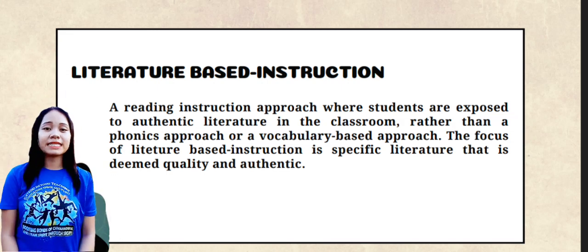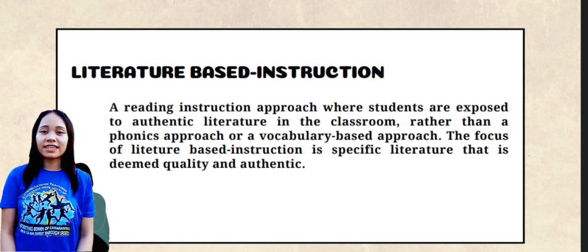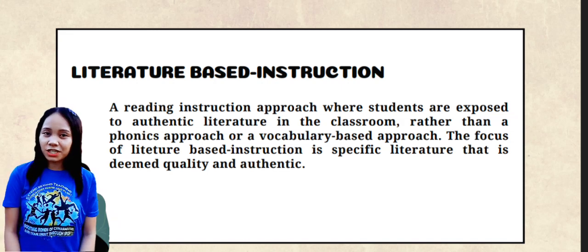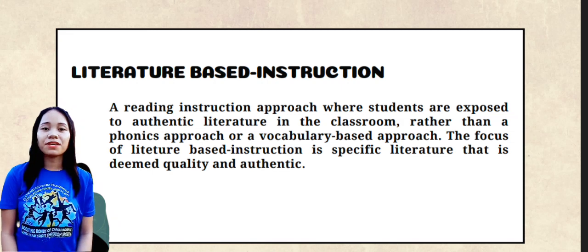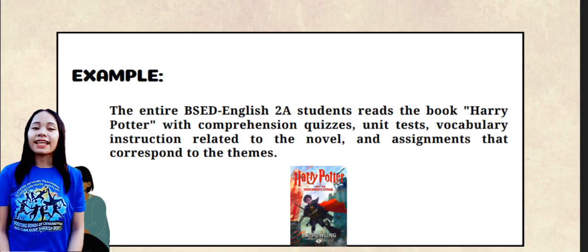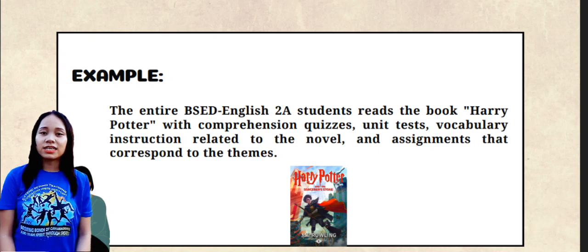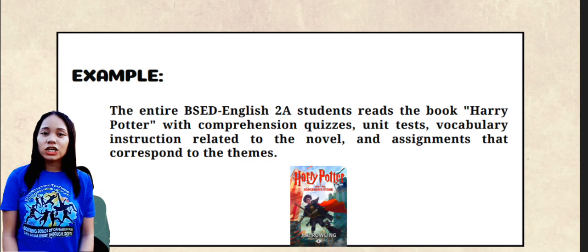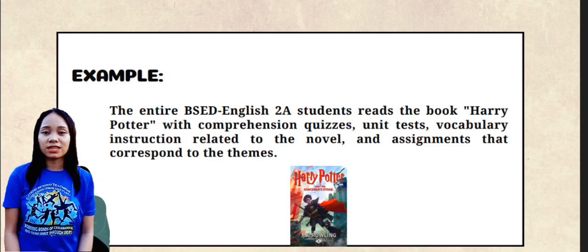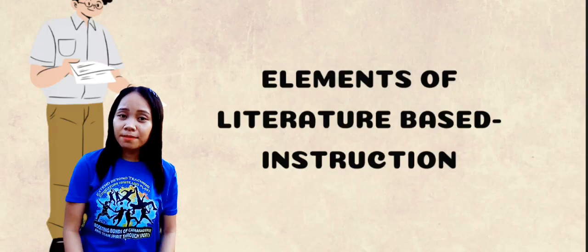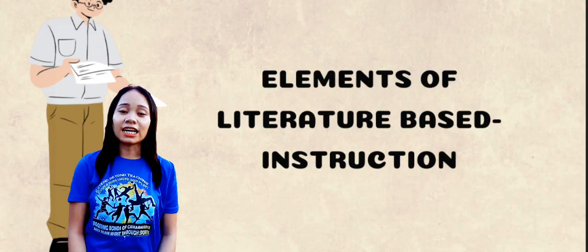Students are given specific literature that is considered authentic, meaning original or high quality, which is something relatable to the student. For instance, the entire BSED English 2A students read the book Harry Potter, with comprehension quizzes, unit tests, vocabulary instruction related to the novel, and assignments that correspond to the themes. Here are the elements of literature-based instruction.